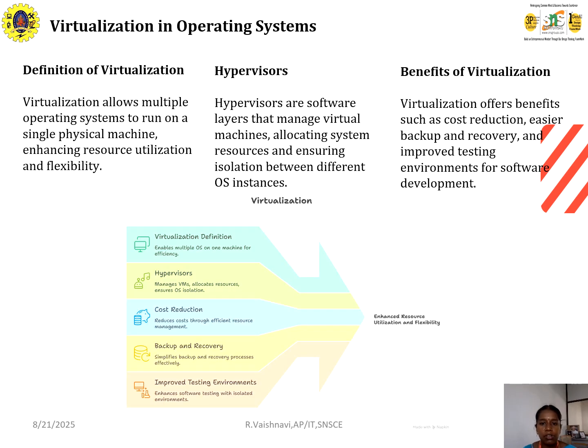And then virtualization in operating systems, which allows multiple OS to run on a single physical machine, enhancing the resource utilization and flexibility. And then hypervisor, it manages the virtual machines, and it allocates the resources. And then here we have cost reduction through the efficient resource management. It will reduce the cost.